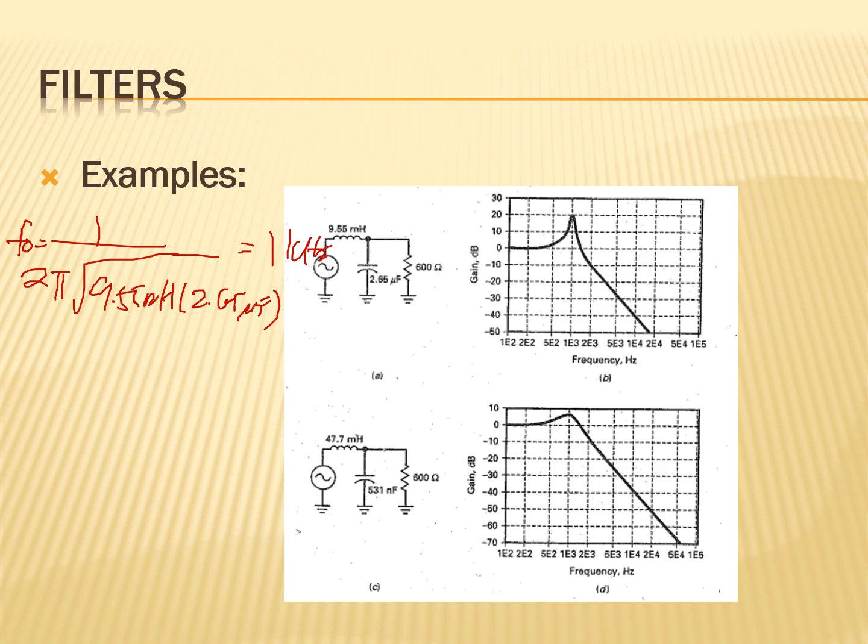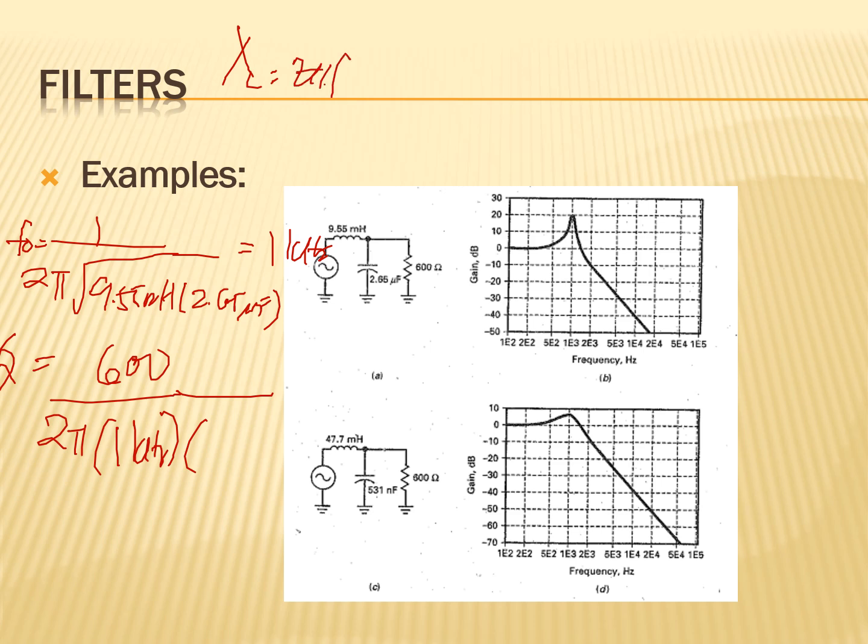So solving for your Q here, your Q is equivalent to R, which is 600, divided by 2 pi multiplied by our resonance frequency, which is 1 kilohertz, multiplied by, so this is 2 pi FL, okay? So XL is equivalent to 2 pi FL, and our L is equivalent to 9.55 millihenry. So that will give us a Q equivalent to 10.